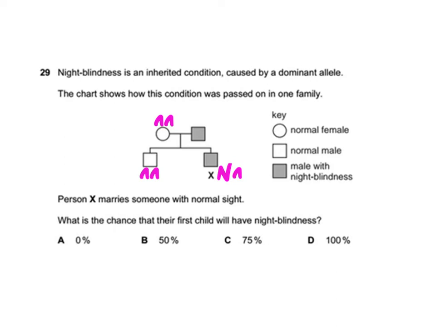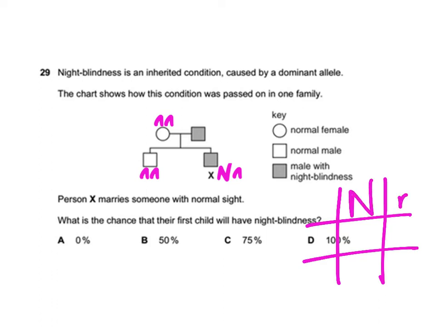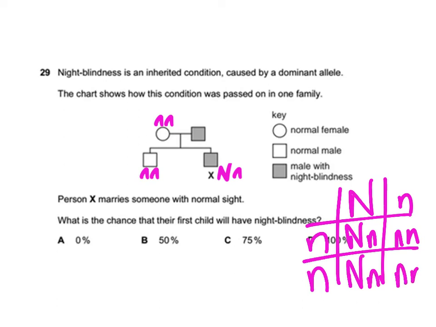Okay, so the cross is person X marrying someone normal, so that individual would be little n. If we do a quick Punnett square over here, we have individual X, big N, little n, and the person they're crossed with, little n, we have a big N, little n, big N, little n, little n.